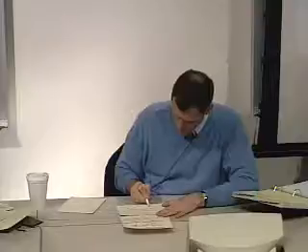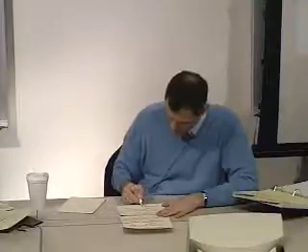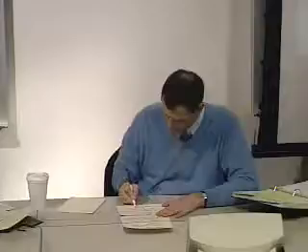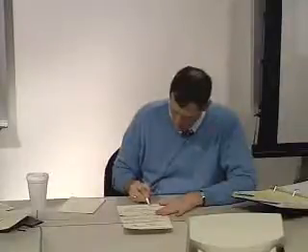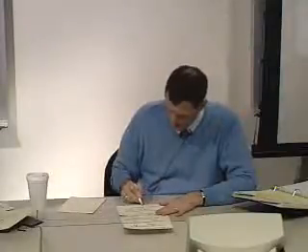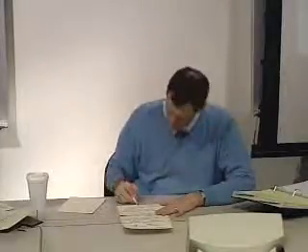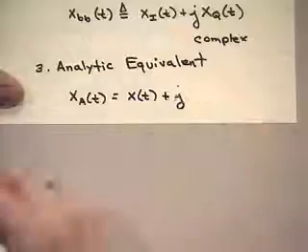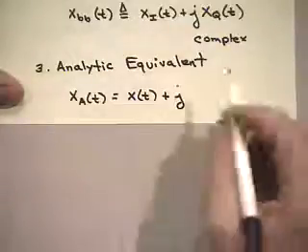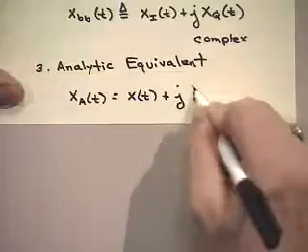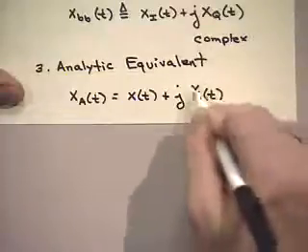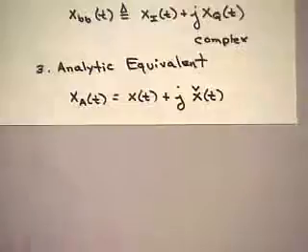Okay, the third definition here is what's called an analytic equivalent. Now, the analytic equivalent is written x sub capital A of t is the original full waveform x of t plus square root of minus 1, j, times something I call x check of t. And this check, when you see it in this class, is a Hilbert transform.